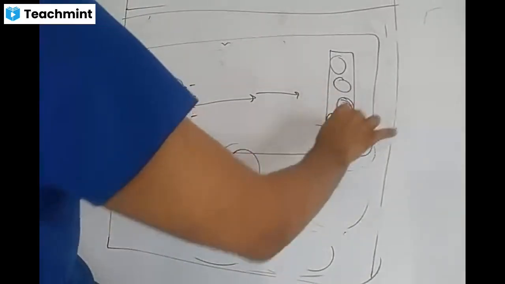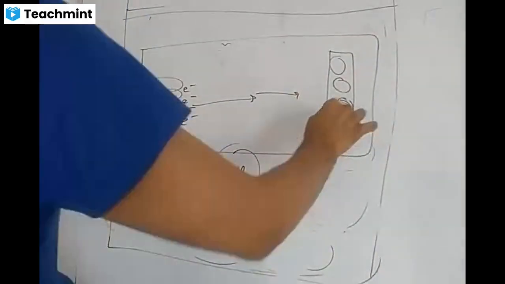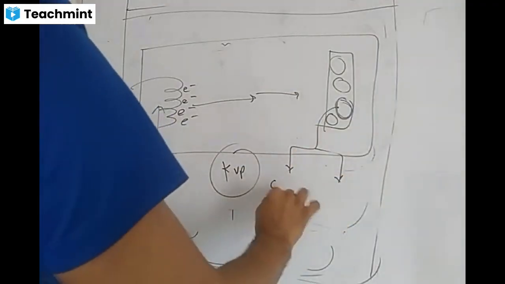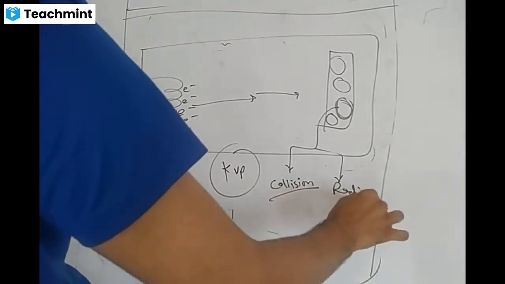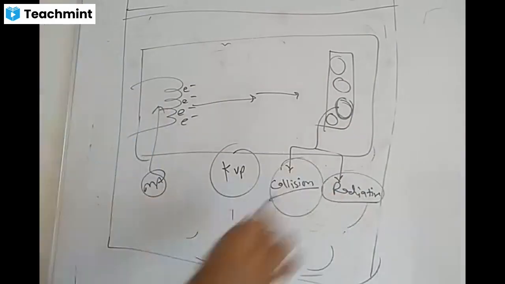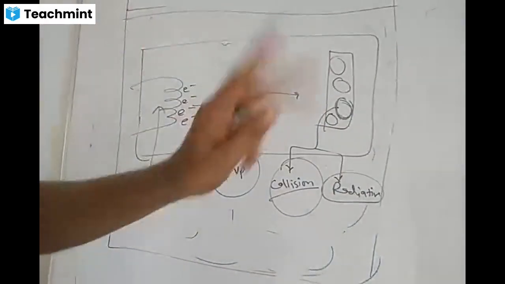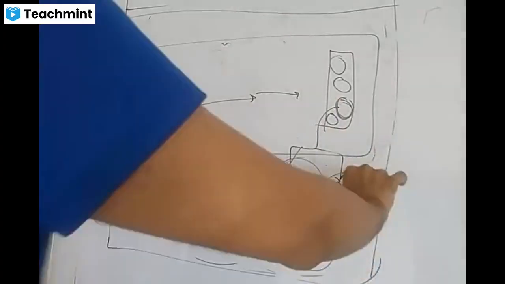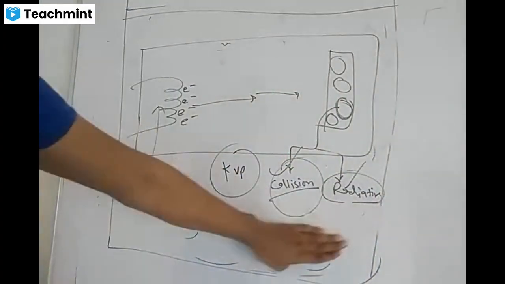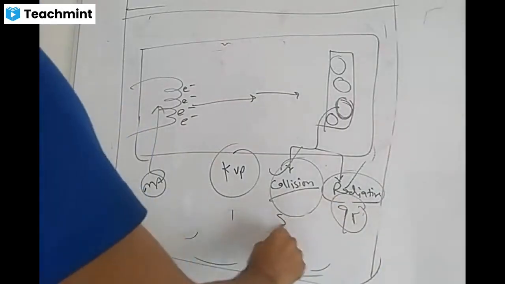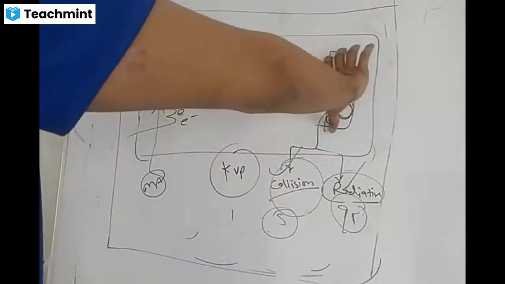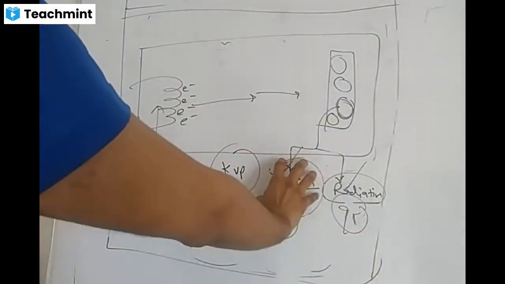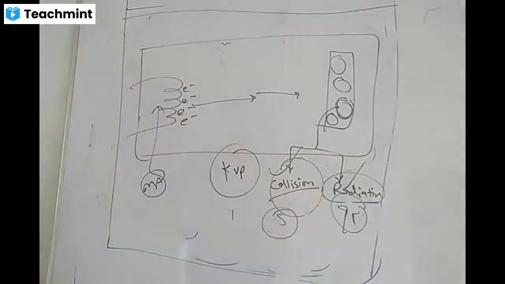So they say at the level of these atoms, two mechanisms operate. One is collisional and one is radiative. At this level, two mechanisms operate: collisional interaction and radiative interaction. And the radiative will lead to 95% of the X-rays and the collisional will lead to 5%. So we'll start with this anode and see what happens in collisional interaction and what happens in radiative interaction.